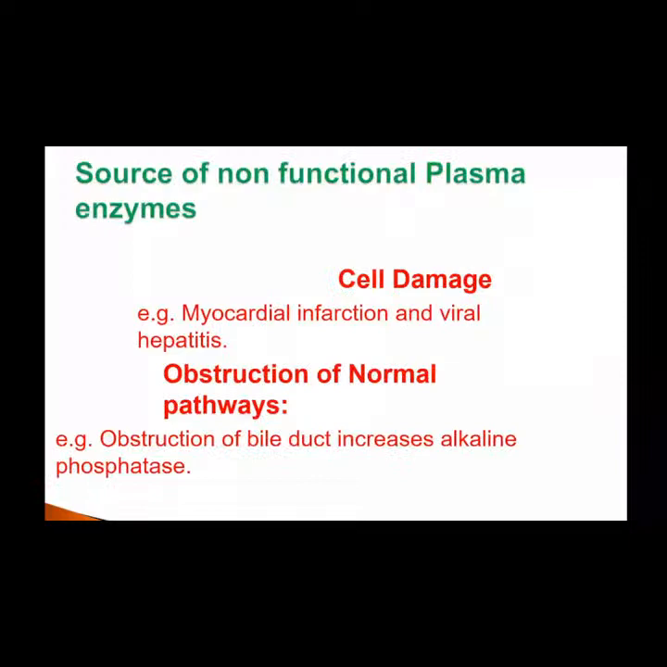And what are the sources of these plasma enzymes? The first one is cell damage. If any organ is damaged, the level of these enzymes will be increased. And also obstruction. What is obstruction? Obstruction means a block. If there is any block in the bile duct in our body, it also increases enzymes like alkaline phosphatase, right? So an increase in the level of alkaline phosphatase indicates jaundice and also bone disease, right? Okay, next slide.